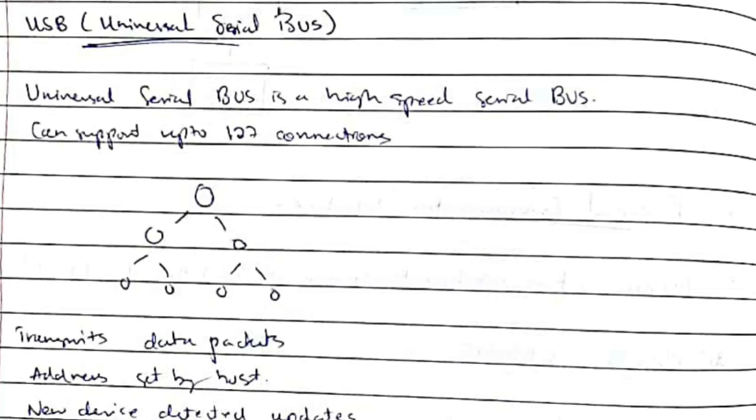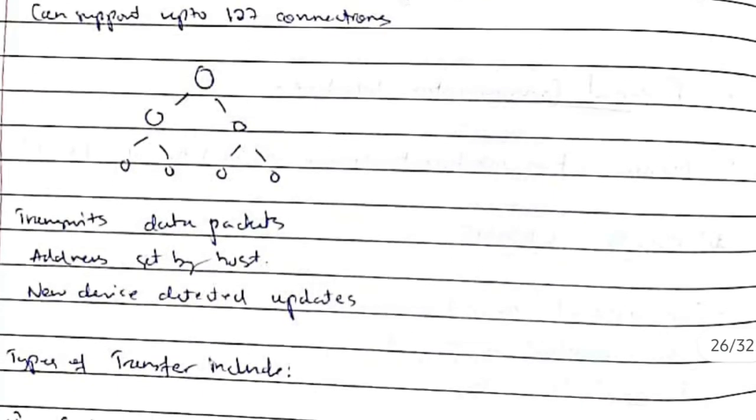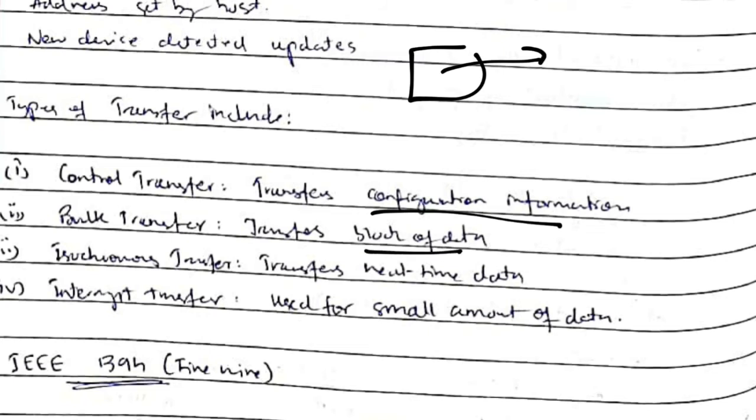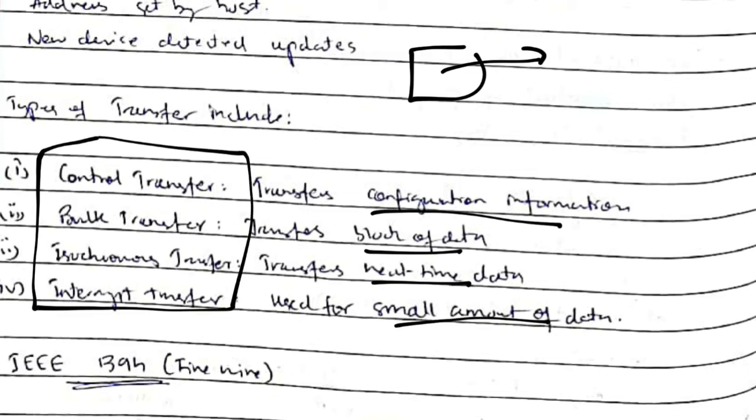Okay, so this transmits the data in data packets, and the address is set by the host. The top node is the host, and new devices which are connected will be detected by the host at specific intervals of time. Okay, so the types of transfer include configuration information, meaning if any new device is connected, the address of that, and the block of data, or real-time data, or a small amount of data. Okay, these data transfers are possible.